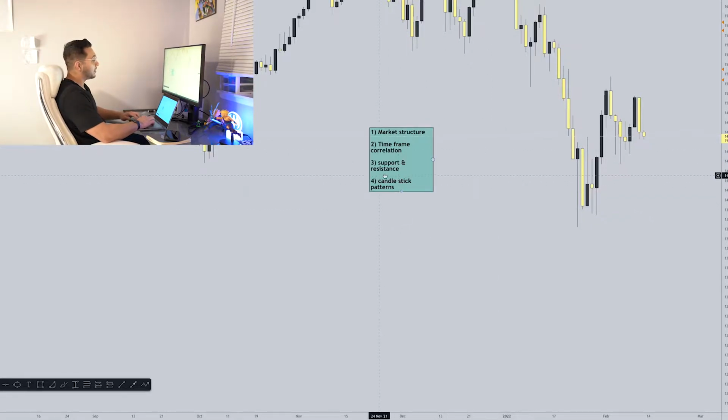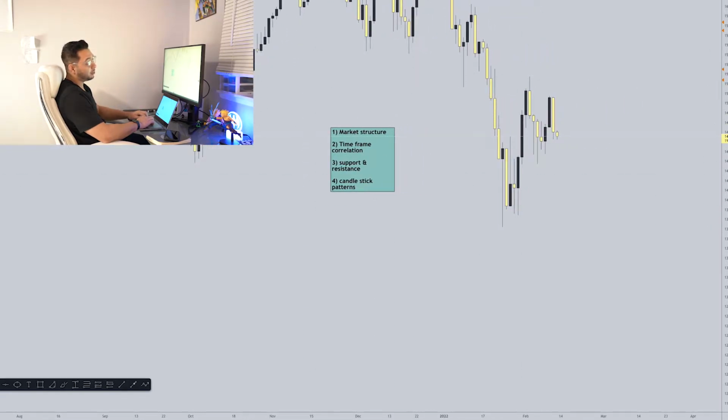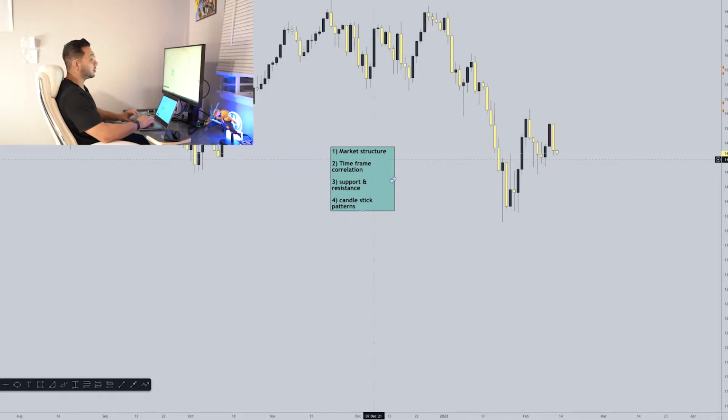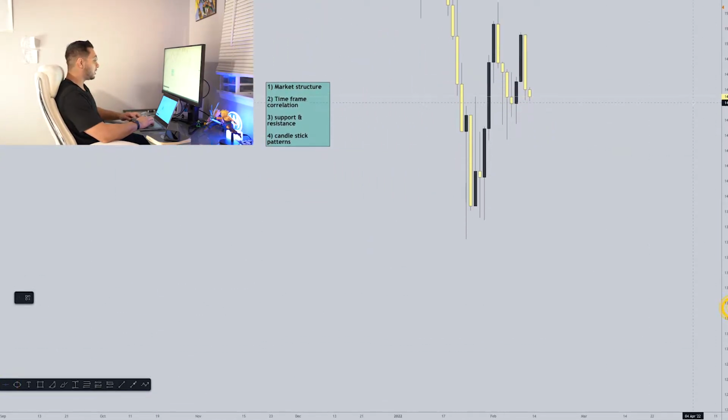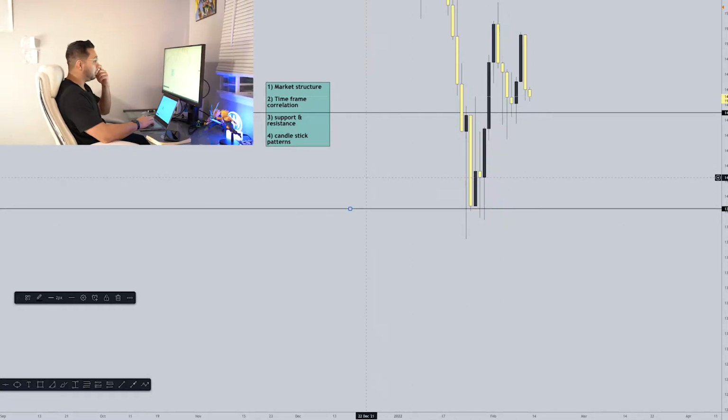And lastly, you're looking for particular candlestick patterns using support and resistance and key levels in conjunction with time frame correlation and using market structure. Okay, all these go hand in hand with each other. So let's dive in a little bit here. I'm going to start marking things up. So we have a level of support here, we have a level down here, and that's where we're going to start.